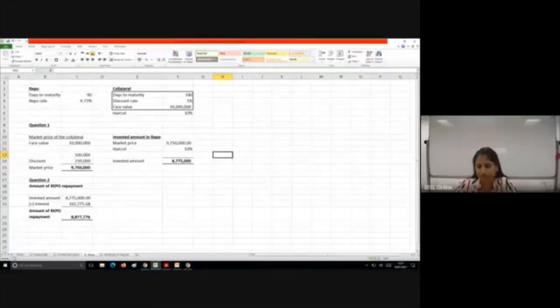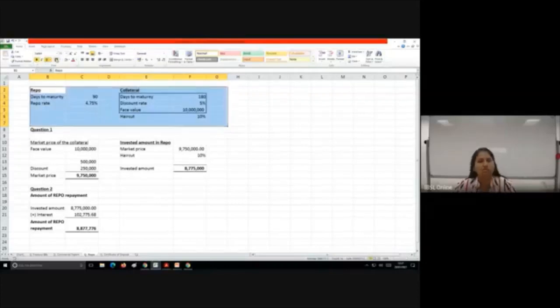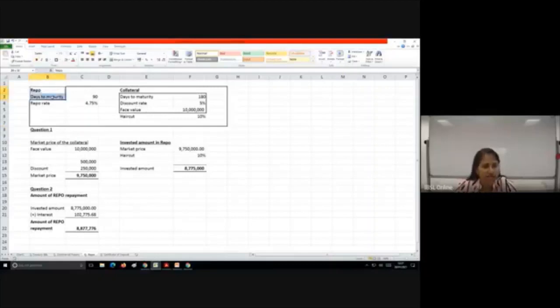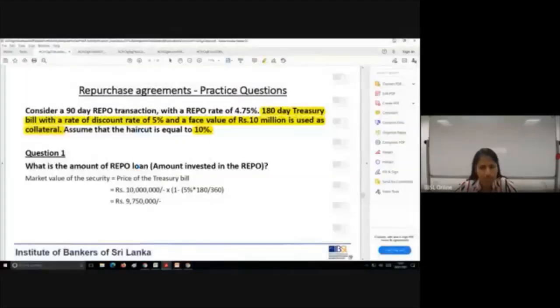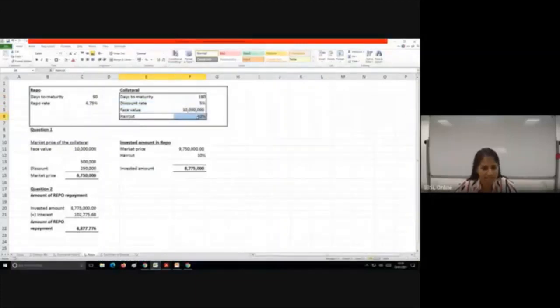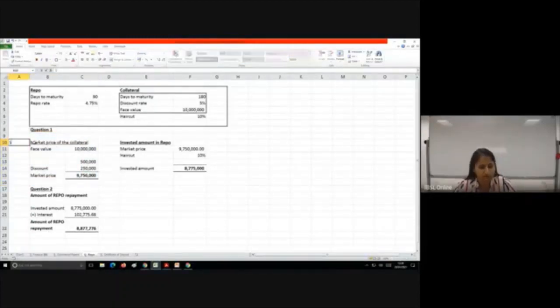So this is the first step, we have to filter out the details. As I have always told you, from the question you filter this entire section, then you can figure out what pieces of information you have and what pieces you don't. So they have given you certain details regarding the repo, most of the details regarding the collateral, and then the haircut percentage. So the first question was find the amount invested in the repo. So step 1 is finding the market price.